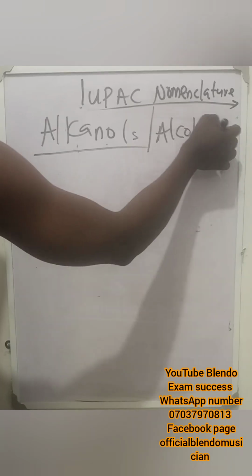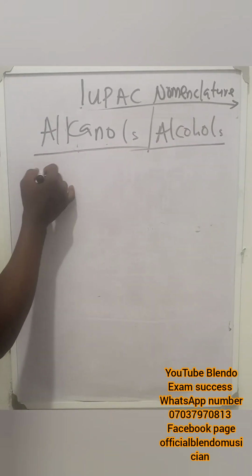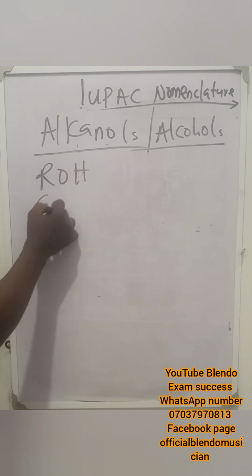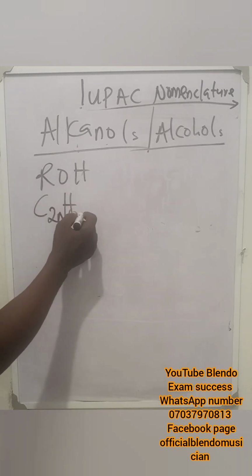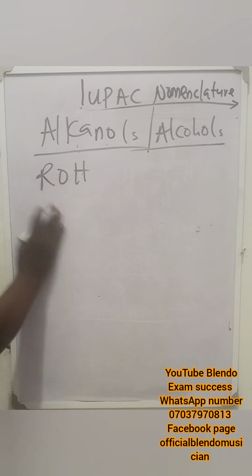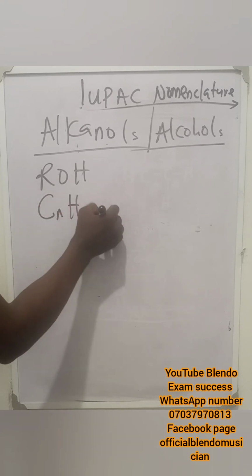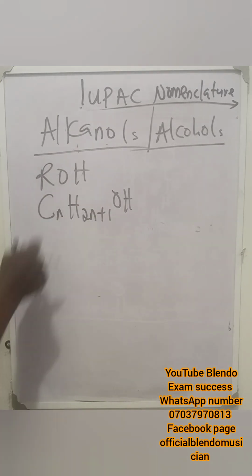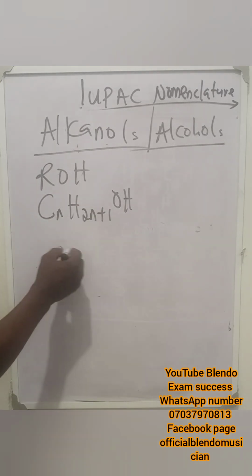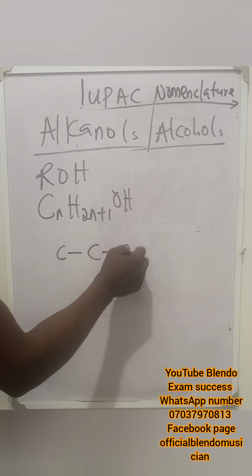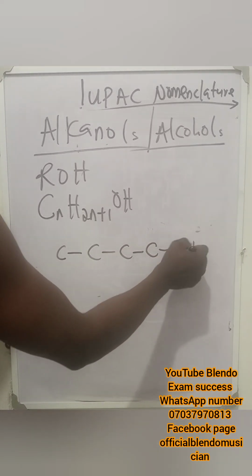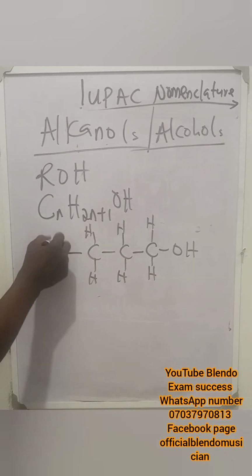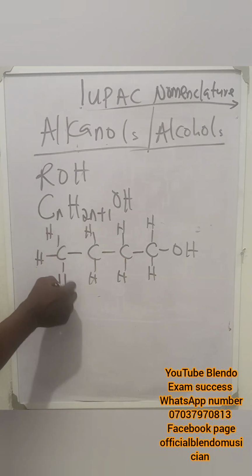Alkanols. Alkanols are also called alcohols. The alkanols are the hydroxyl derivatives of the alkanes. They are derived by replacing one hydrogen atom in the formula CnH2n+2. That is actually the reason why we have CnH2n+1OH. It has been replaced. So the functional group is ROH.